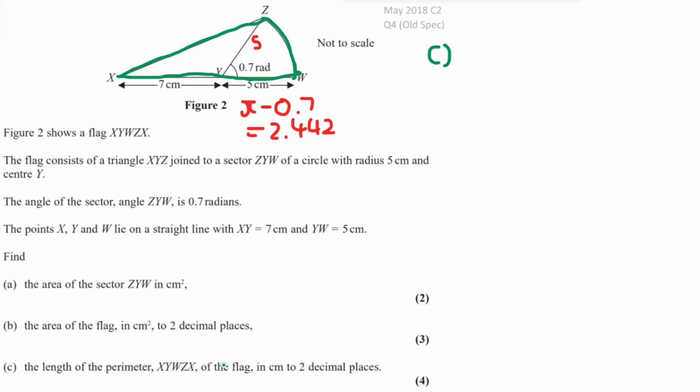It's the length of the perimeter of the flag, so around the shape like this. So okay, we need to figure out 4 sides. This one, this one, this one, and this one. Well, we already know 2 of them. We already know this one is 7, and we already know this one is 5.